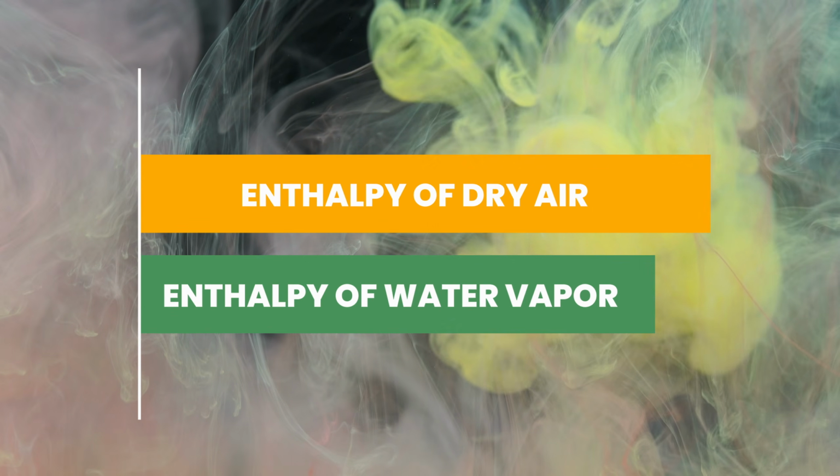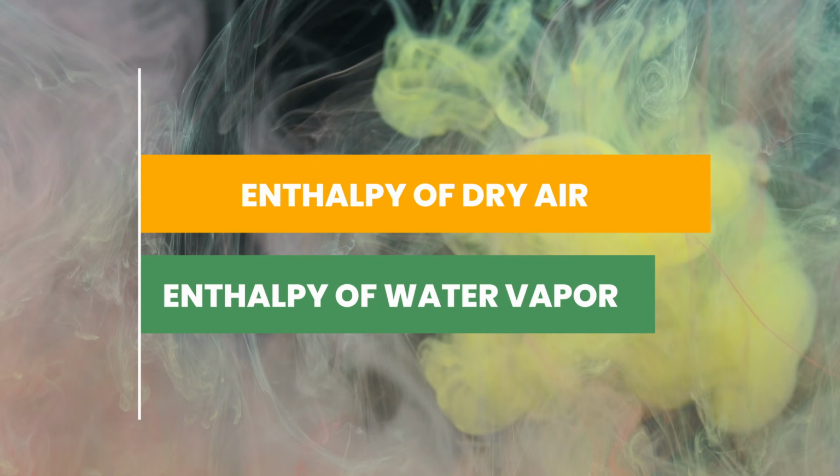The enthalpy of air is the sum of the enthalpies of its two main components, dry air and water vapor. Let's start with dry air. The specific heat at constant pressure, or Cp, is calculated from the change in enthalpy with respect to temperature.